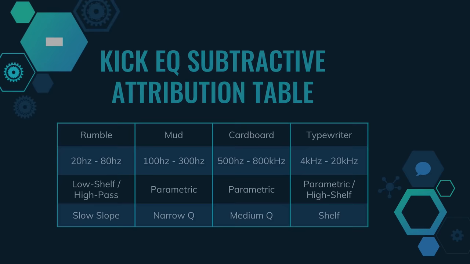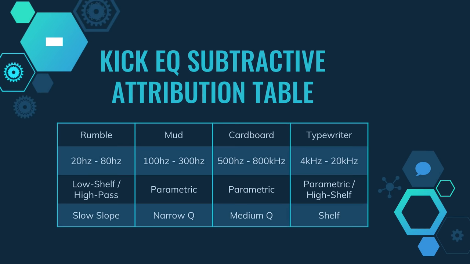Now with kick EQ subtractive, you want to think about this a little differently. You're going to have your frequency ranges change slightly, and you're also going to use a slightly different approach with the EQ tool that you actually use. So the rumble will be between 20 and 80 hertz again. However, this time the mud moves to 100 and 300 hertz. The cardboard sound comes from around the 500 to 800 hertz area. And the typewriter sound is somewhere between 4,000 and 20,000 hertz, depending on what kind of kick drum you're using.